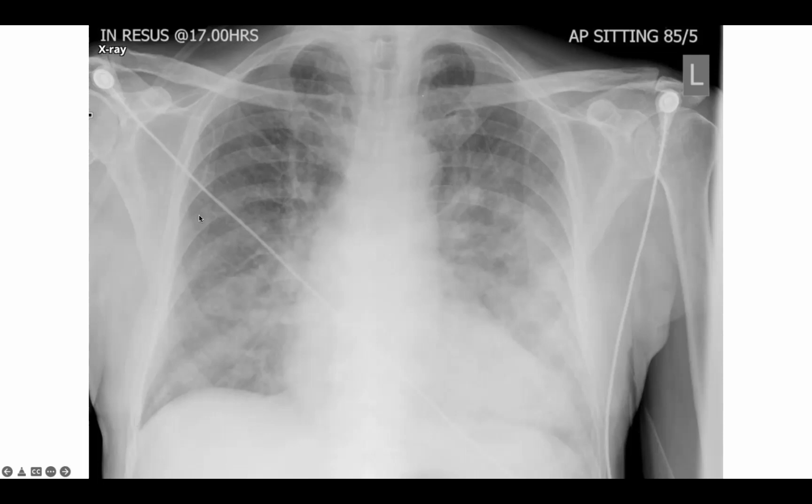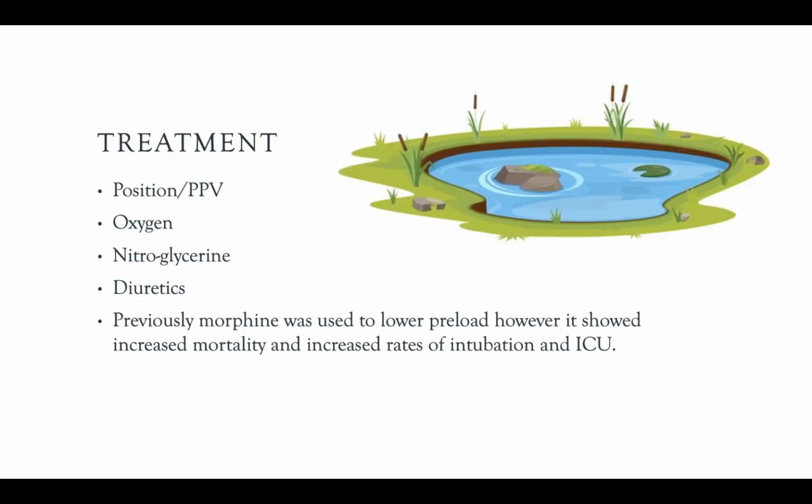Other things that we can maybe pick up is there might be the presence of Kerley B lines, which might suggest some interstitial edema. So, treatment. We talk about it as a POND, acronym P-O-N-D. P stands for positioning, and we can even consider some positive pressure ventilation. O for oxygen, N for nitroglycerin, and D for diuretics. And they're our mainstay treatment for acute pulmonary edema.